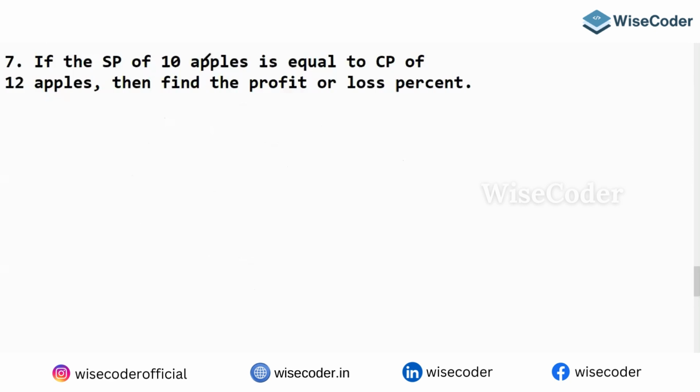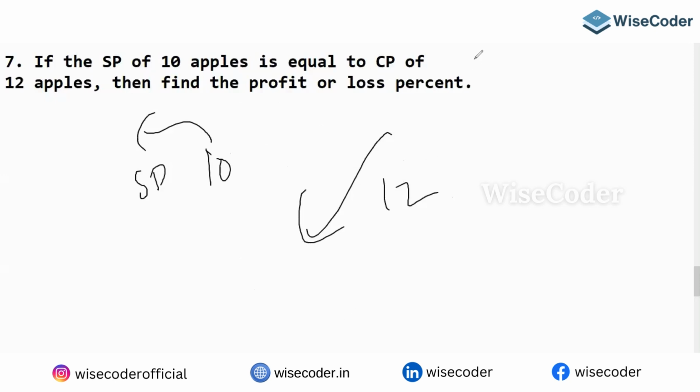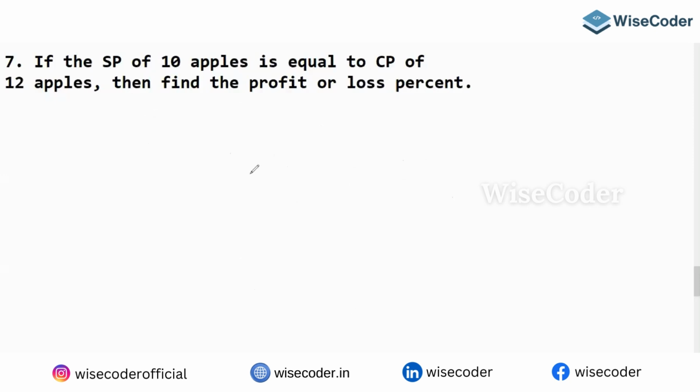You need to understand by looking at the question, 10 SP equals 12 CP. You are selling 10, but you are getting 12, which means you are in profit. Guys, I want to clear this point: profit or loss is always calculated only on cost price.